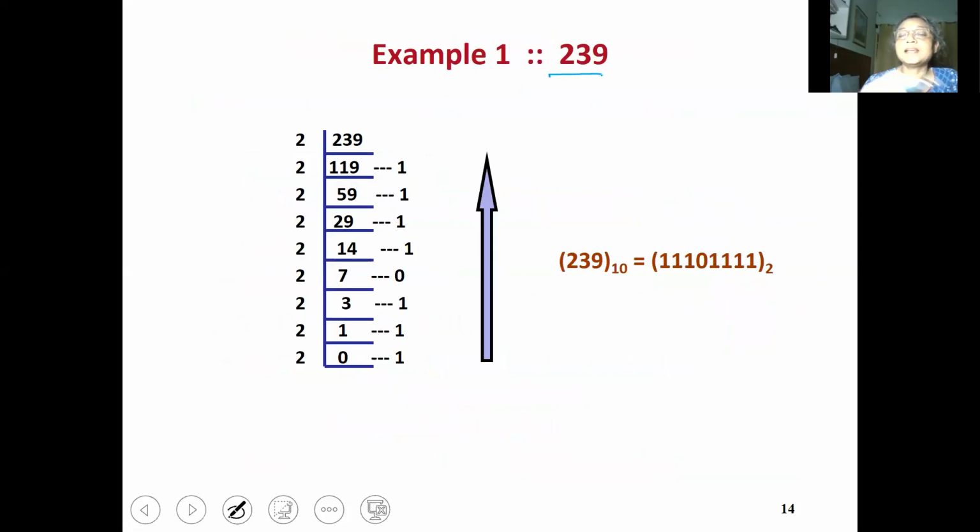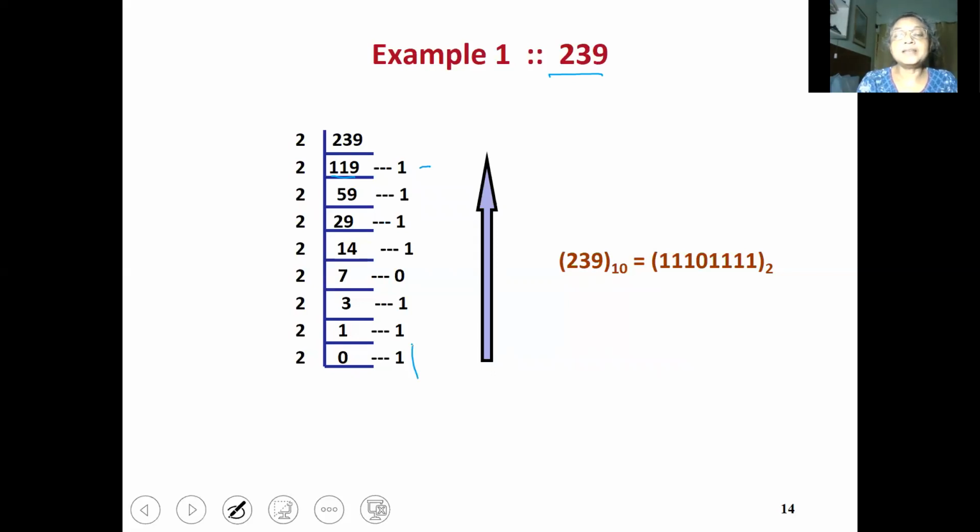First, let us look at an integer number, 239. We want to represent it in binary. So we divide 239 by 2, and the quotient is 119, and the remainder is 1. We divide 119 by 2, the remainder is 1, the quotient is 59, and we continue doing this process until we get a value so that the quotient is 0.